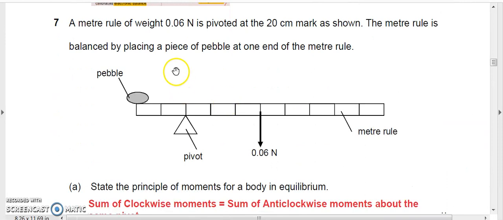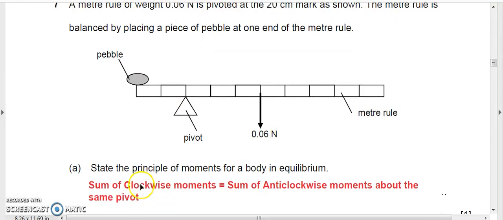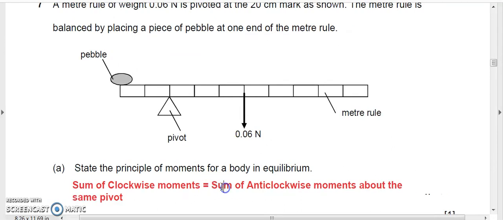Next question, question 7. I've got the weight 0.06 newton at the 20 cm mark as shown. This is the center of gravity. State the principle of moments. You've got to say the sum of clockwise moments, and this one you've got to spell it out, equals the sum of anti-clockwise moments about the same pivot.